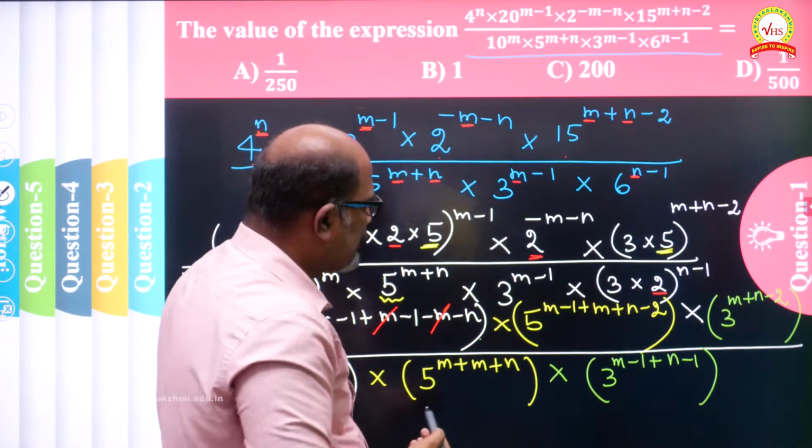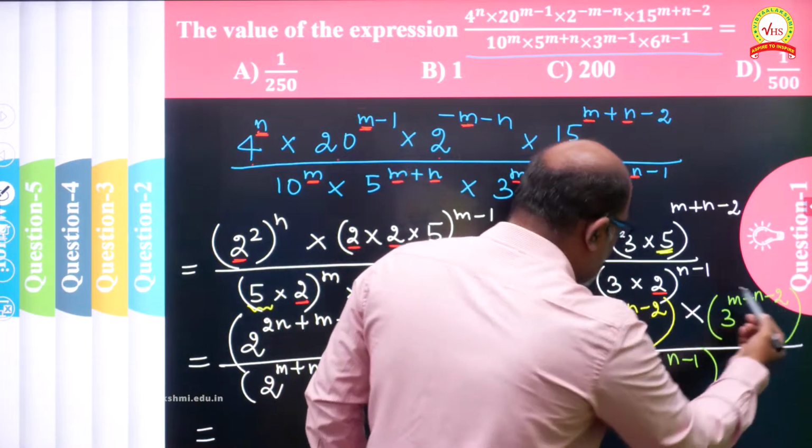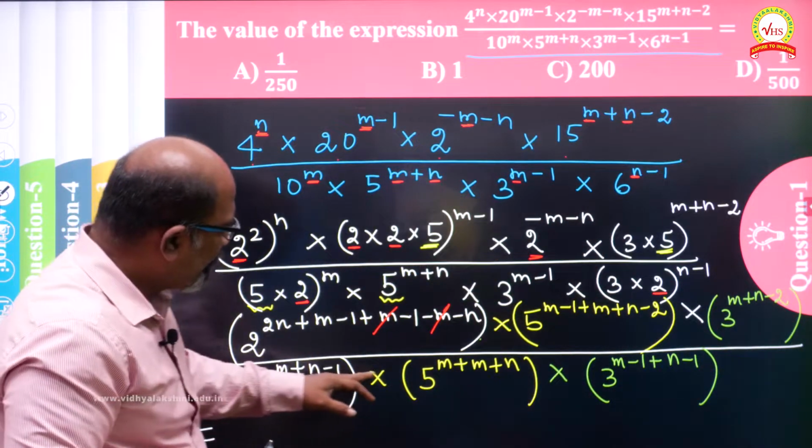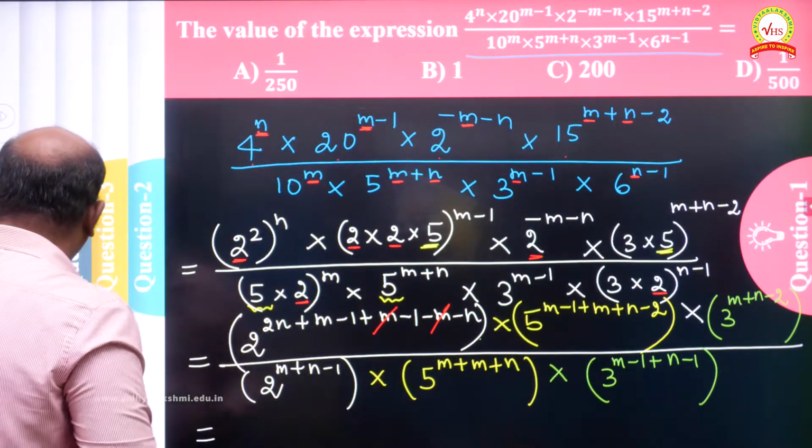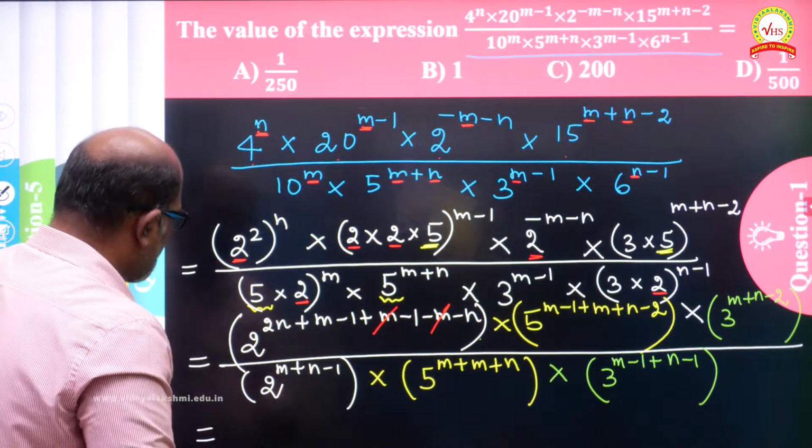See, no cancellation is possible here, and here also no possible cancellation, and in the denominator also no possible cancellation. Then I want to simplify. I go for simplification. Okay.